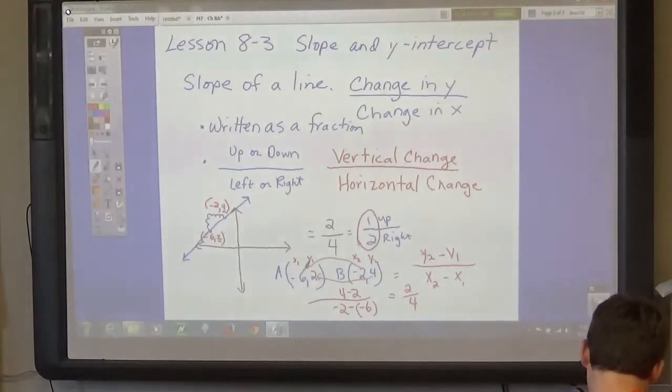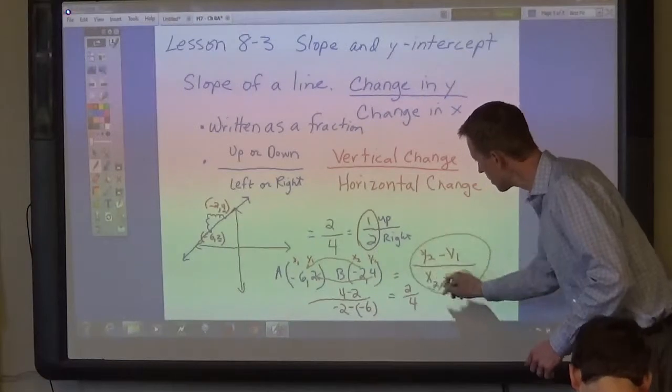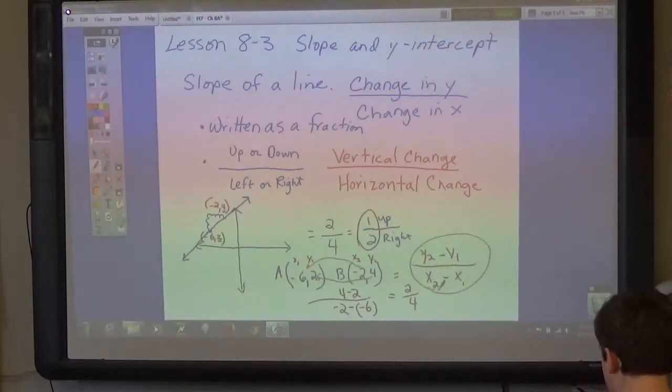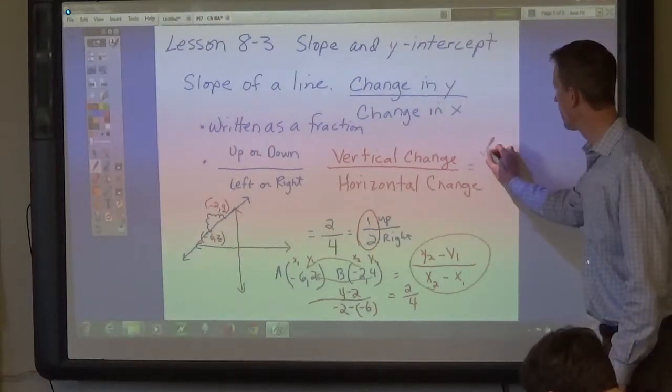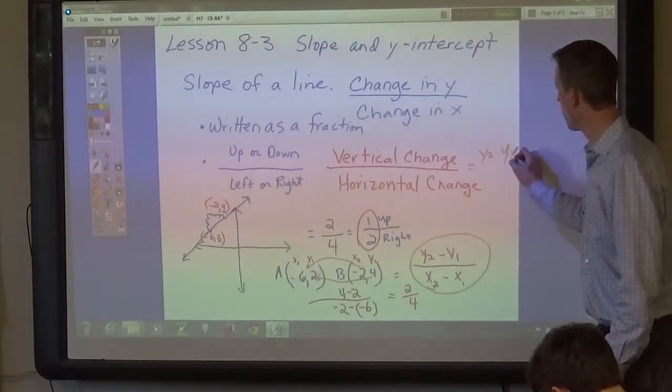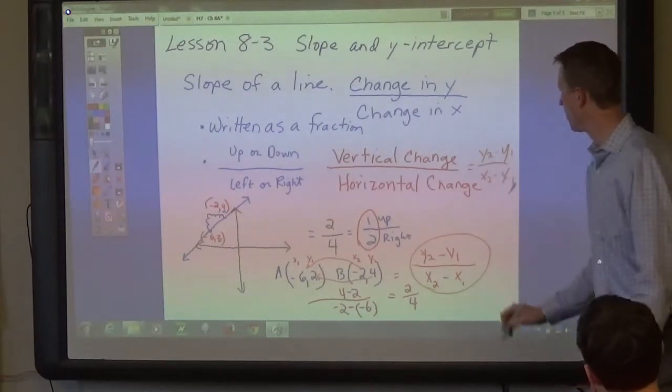Okay? So make sure that you have this formula written into your notes also. y2 minus y1 over x2 minus x1. You might want to put it right here. y2 minus y1 over x2 minus x1.